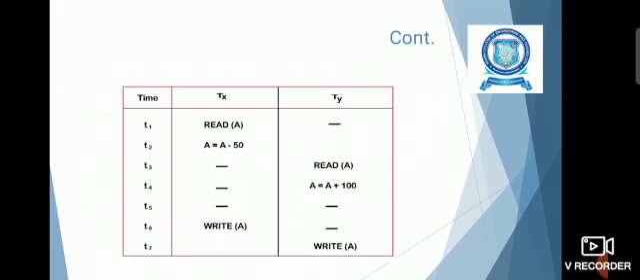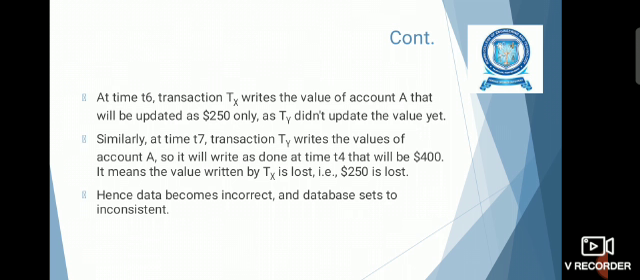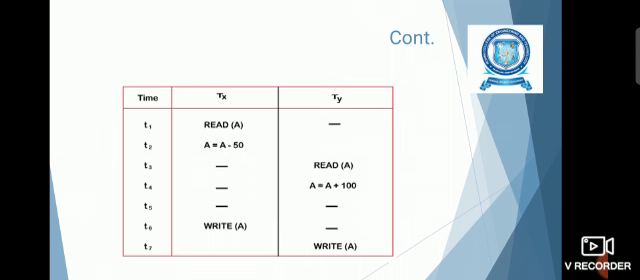The value written by the transaction Tx at time T6, that is actually the amount 250, isn't it? So that update will be lost. That is, the update performed by Tx will be lost. Hence, the data becomes incorrect and the database is set to an inconsistent state. So this is an example for the lost update problem.